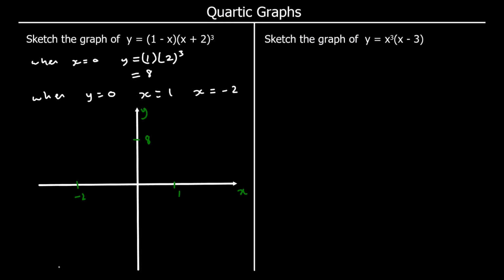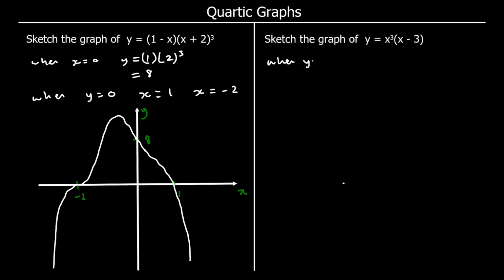So I'm going to go up to -2. It's going to go flat. Then it's going to keep going up and back down through 8, through 1, and then keeps going down. And one for you to try. So sketch the graph of y equals x cubed times x minus 3.